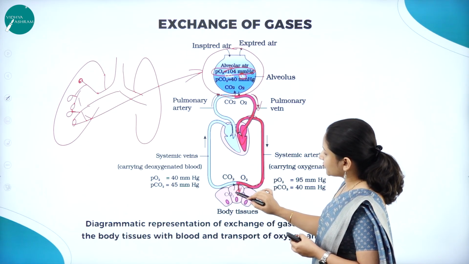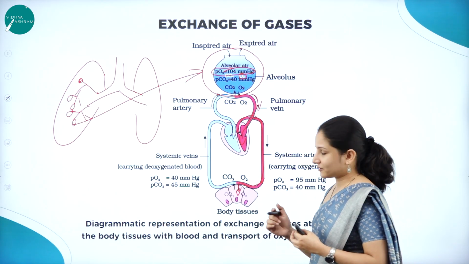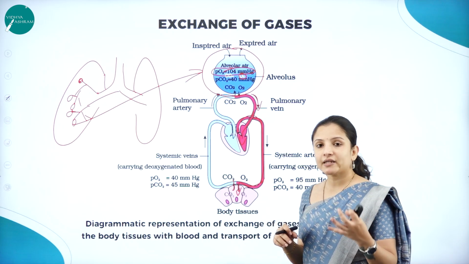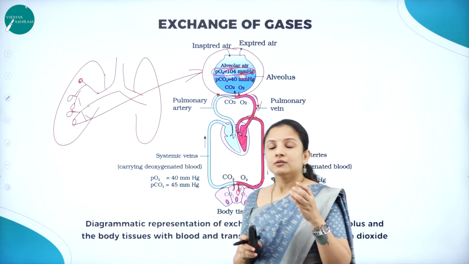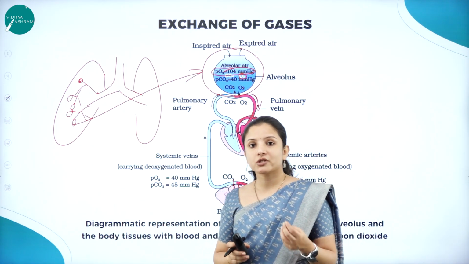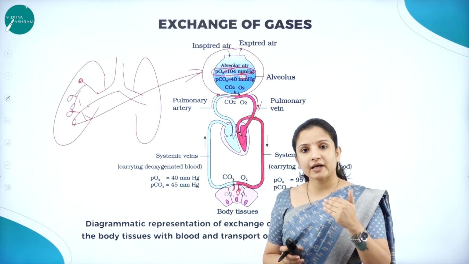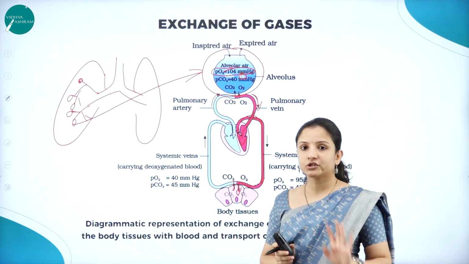So from the tissues, now in the tissues, what is there? Carbon dioxide. Now the blood is deoxygenated. Why is the blood deoxygenated? Because it has delivered the oxygen, right? Because it has delivered the oxygen, it is deoxygenated. Now the blood has delivered the oxygen, no oxygen in the blood.